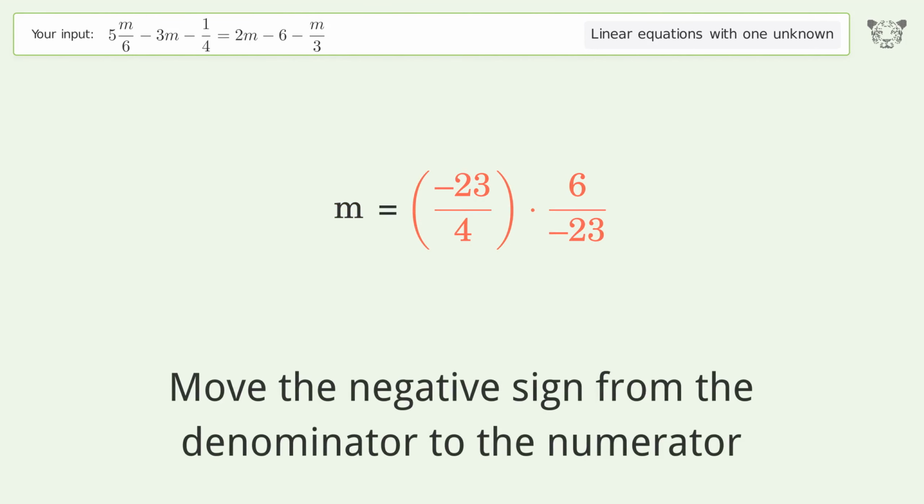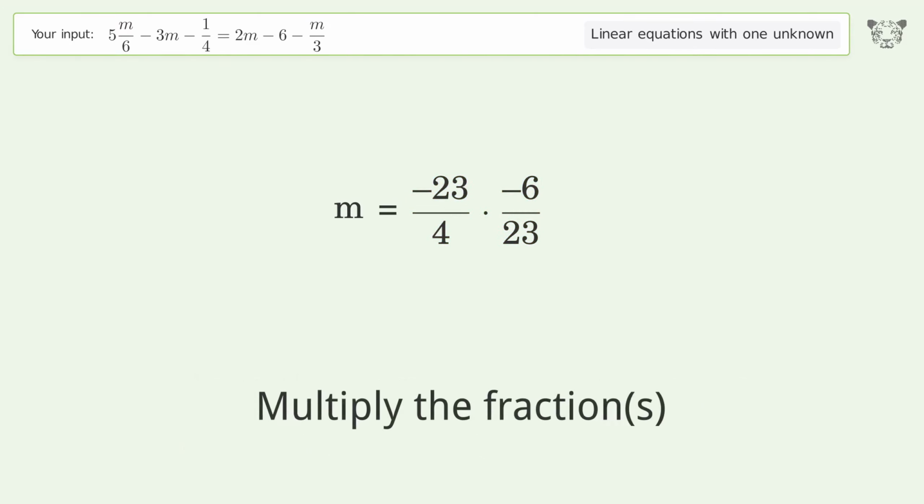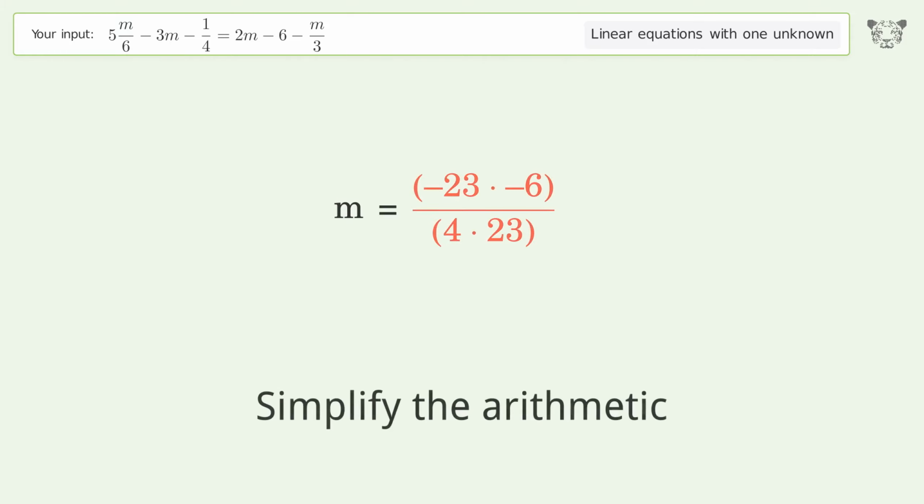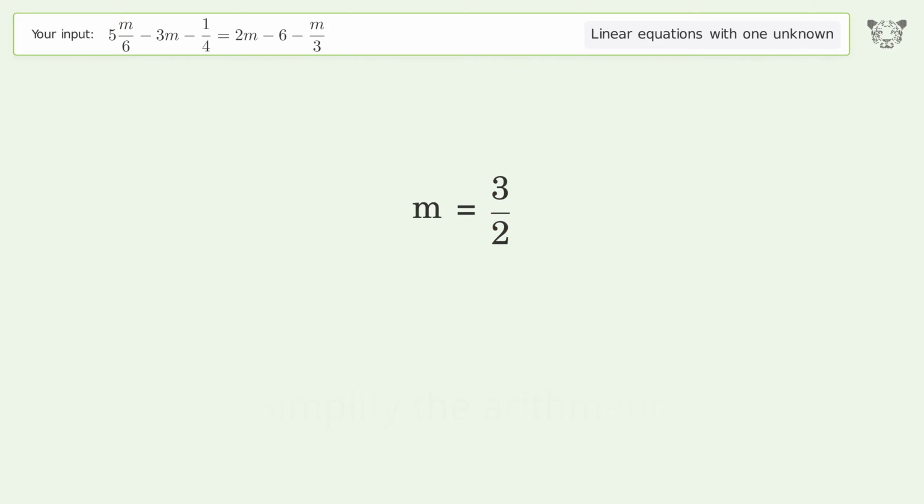Move the negative sign from the denominator to the numerator. Multiply the fractions. Simplify the arithmetic. And so the final result is m equals 3/2.